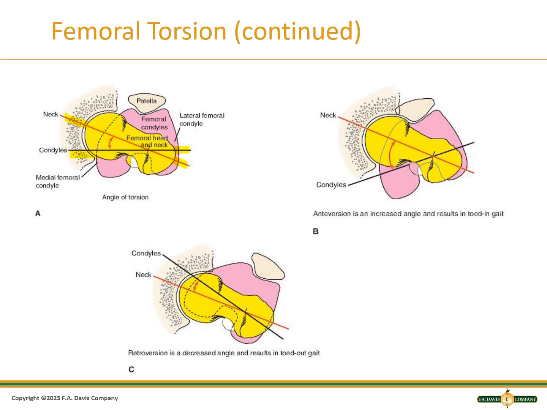On the flip side of that, patients who have a decreased angle of torsion, so less than 15 degrees, will have retroversion, so placed more posteriorly than it's supposed to be, so retro. And that's a decreased angle, and it results in a toed out gait because the femur would have to externally rotate in order to appropriately position the femoral head within the acetabulum.